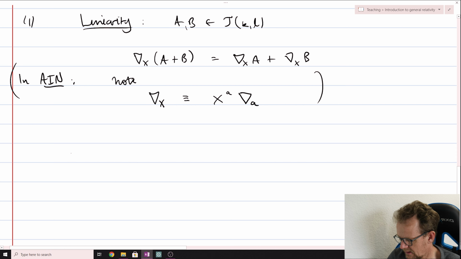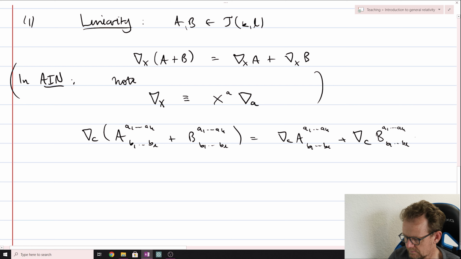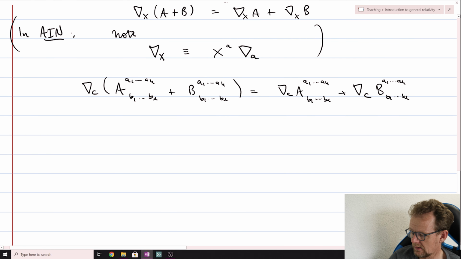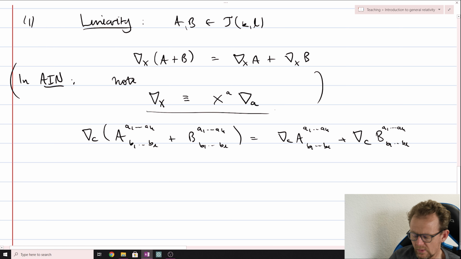We can write it as ∇_c of (A^{a1...ak}_{b1...bl} + B^{a1...ak}_{b1...bl}) is equal to their linear combinations. Okay, so that's the linearity property of the covariant derivative operator expressed in abstract index notation. You can see that these two things are equivalent according to this notation, whereby ∇_X defines this thing, ∇_a.